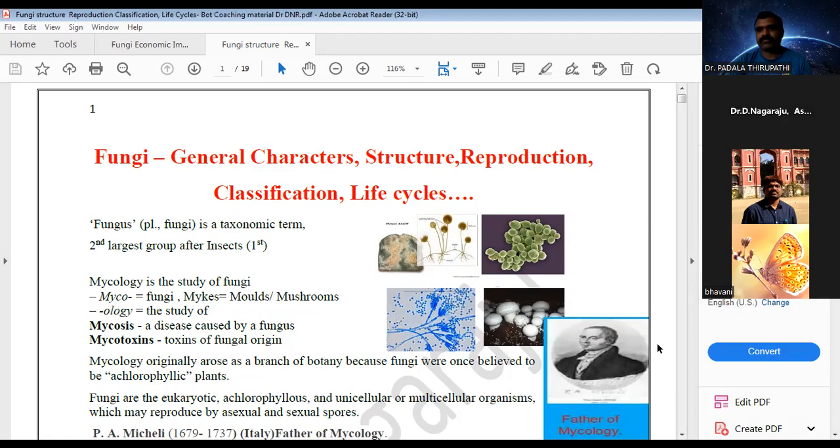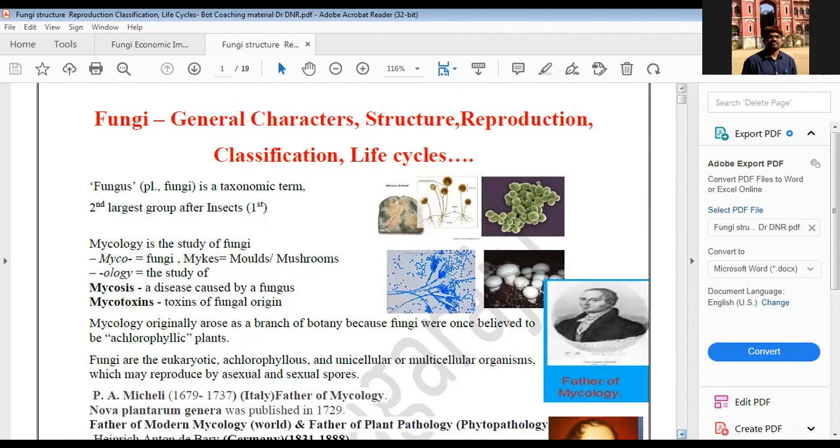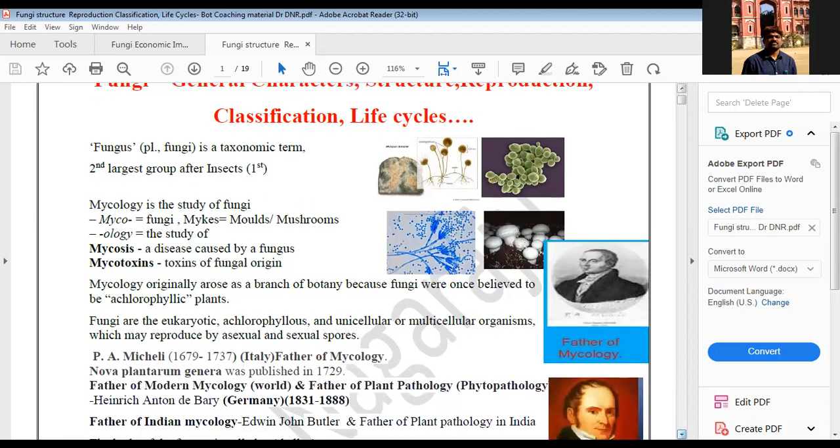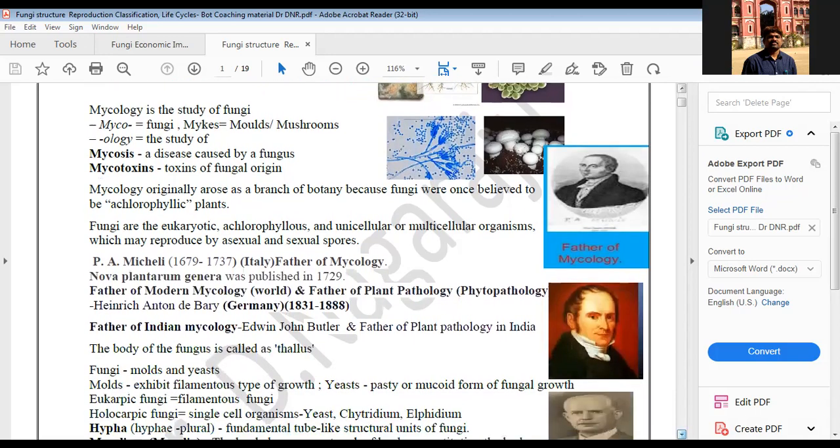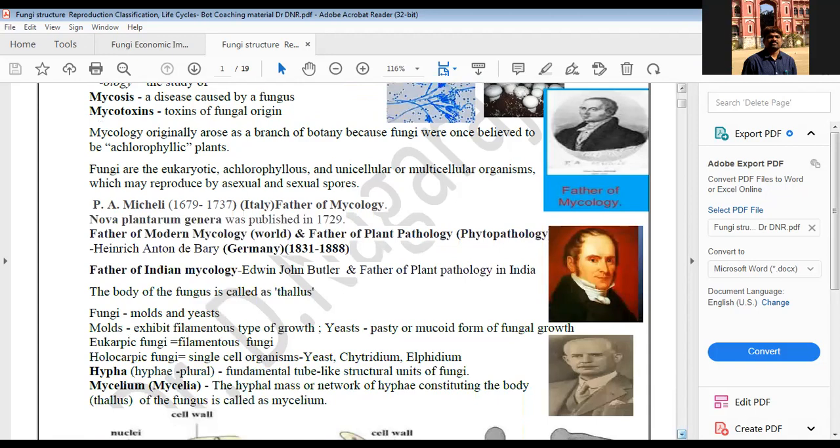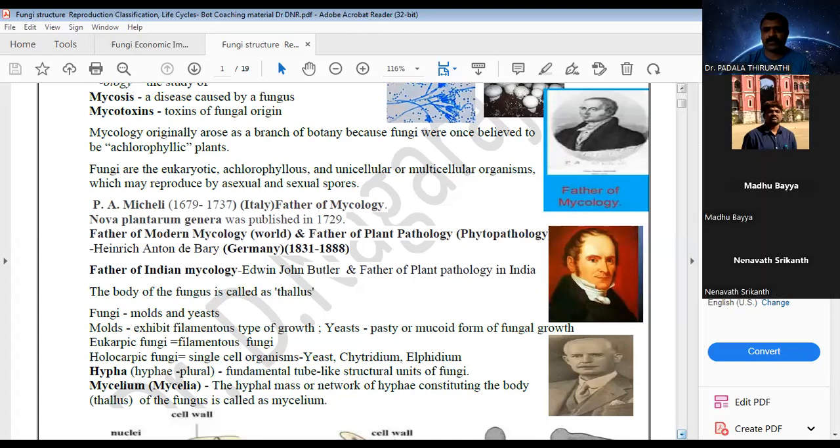You know, we all discussed yesterday, the study of fungi is called mycology. Mycology: myco means molds or mushrooms. Who is the father of mycology? Micheli is the father of mycology. And who is the father of modern mycology? De Bary. Who is the father of Indian mycology? Butler. John Butler, also the father of plant pathology.